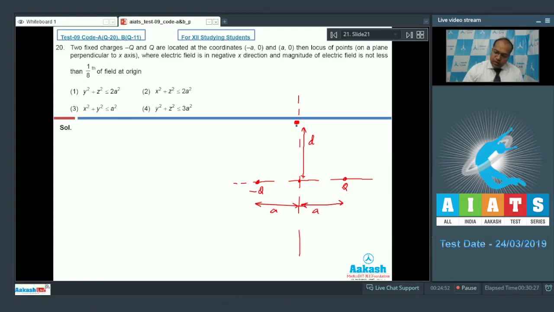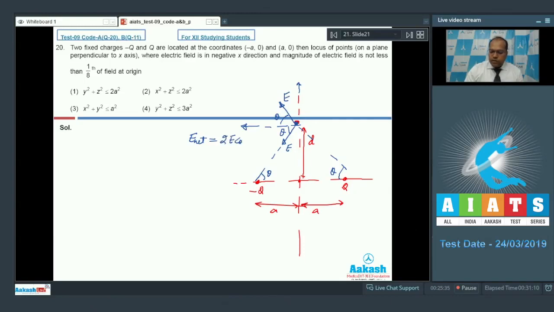So the electric field at this point due to this negative charge in this direction, let it be E, and the electric field at this point due to this charge is in this direction, it is also E. If I consider this angle as theta, then this angle is also theta. Resolving the electric field, in this direction it is E cos theta, here it is E sin theta, and here the component is E cos theta and here E sin theta. So E sin theta gets cancelled out and the net electric field is in this direction.